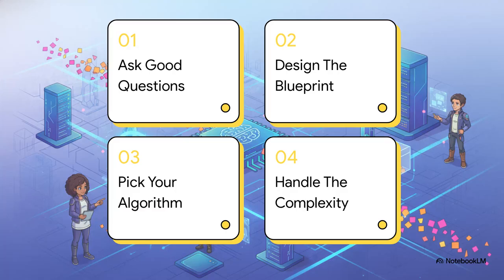Okay, so here's our game plan for acing this interview question. We're going to tackle this in 4 simple steps. First, we'll ask the right questions. Then, we'll sketch out the big picture design. After that, we'll get into the nitty-gritty and pick an algorithm. And finally, we'll level up by talking about how to handle the really tricky stuff at scale.